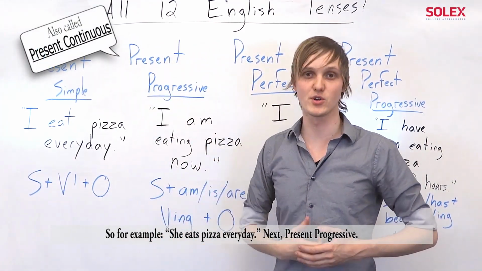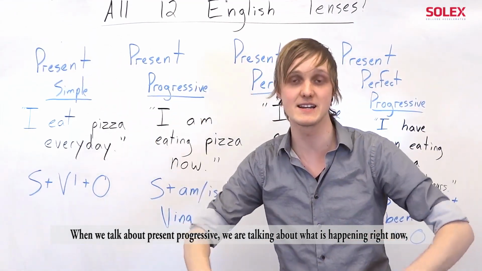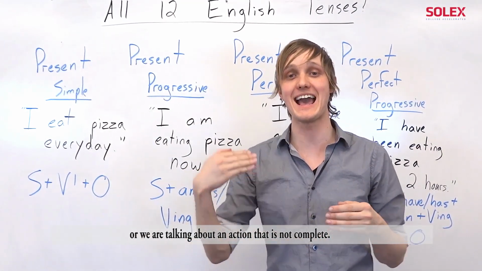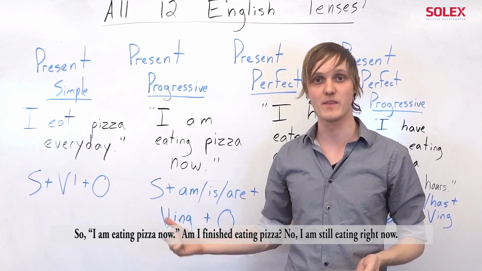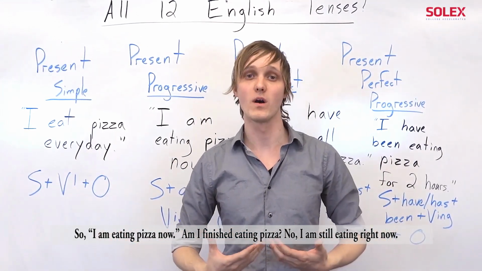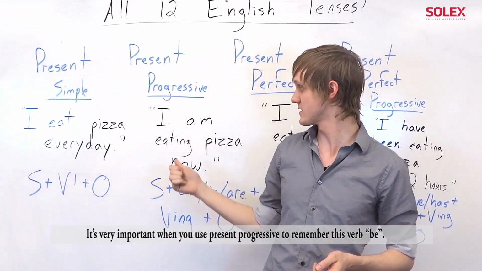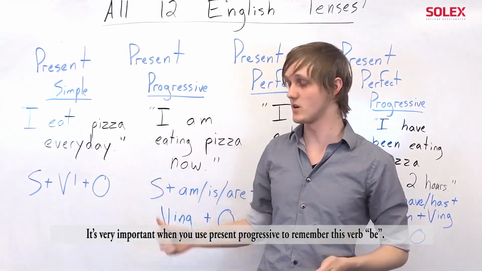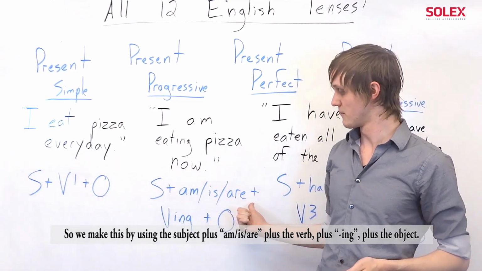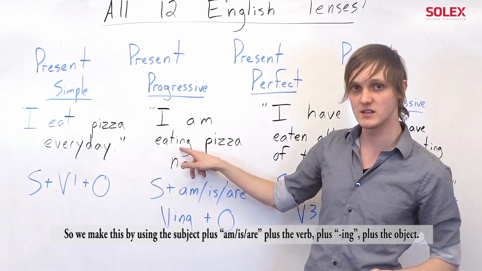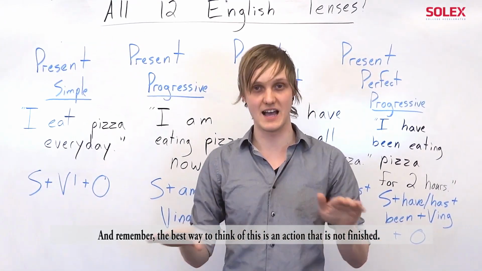Next, present progressive. When we talk about present progressive, we are talking about what is happening right now. Or we're talking about an action that is not complete. So, I am eating pizza now. Am I finished eating pizza? No, I am still eating right now. It's very important when you use present progressive to remember this verb be. So we make this by using the subject plus am, is, or are, plus the verb plus ing plus the object. And remember, the best way to think of this is an action that is not finished.